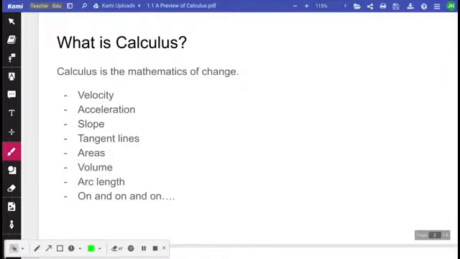A tangent line is a line that crosses a curve in exactly one place. Area is a relative of change. So as area is changing, increasing or decreasing, same with volume and arc length, and so on and so forth. Those are just some examples of the things you're going to see, but we're going to do it in terms of change instead of just area or just volume.